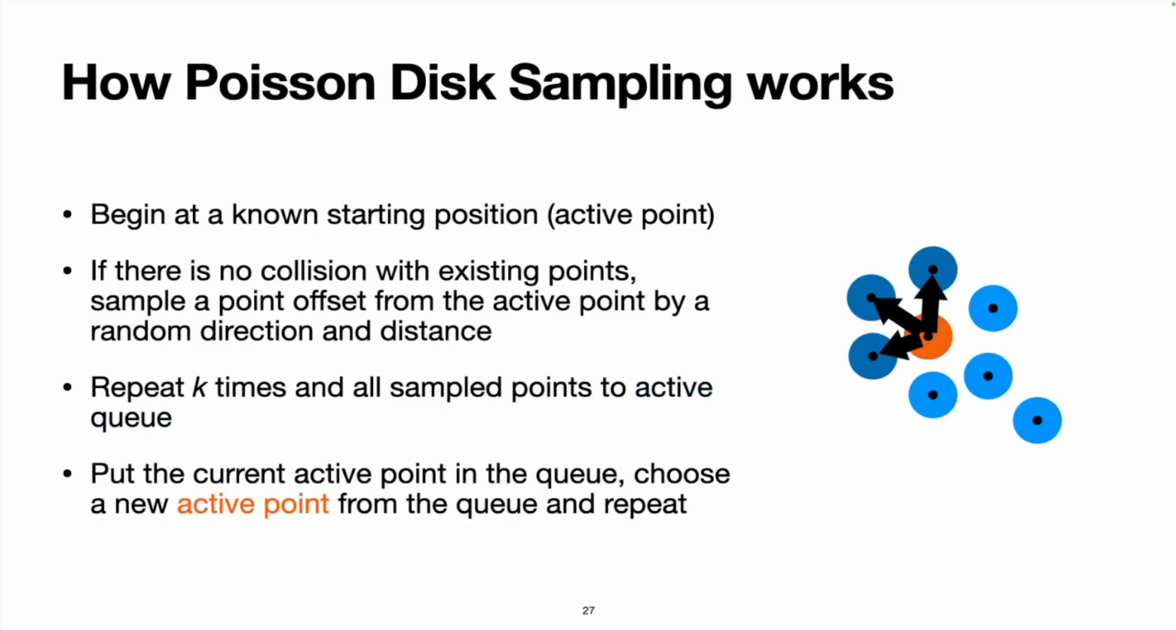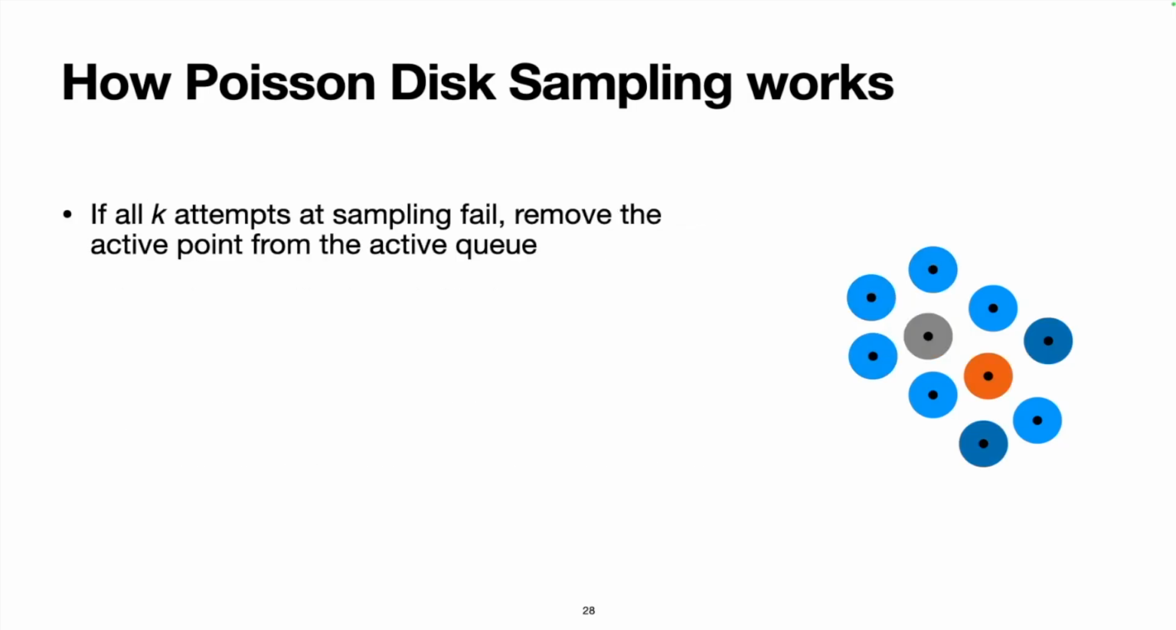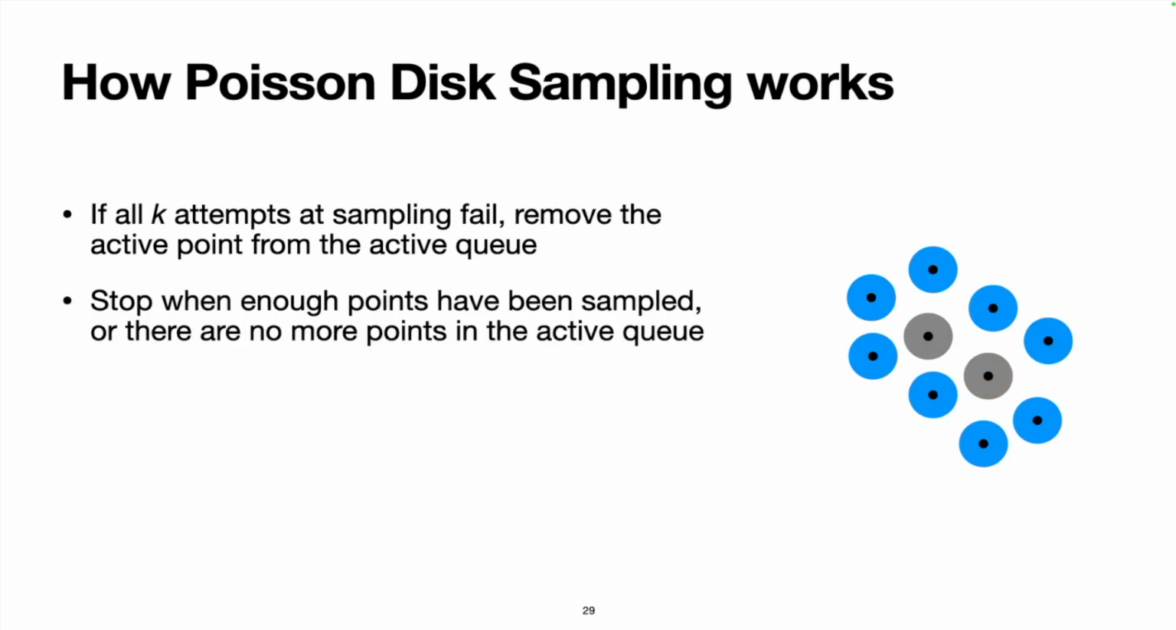And then we can take another element from a queue of all the positions where we have placed points, and then continue this process until we have placed enough points or we run out of elements. So we can just repeat that until enough points have been sampled. If all of the attempts fail in a batch, then that is simply a point that we will not try anymore, and we remove it from this active queue.